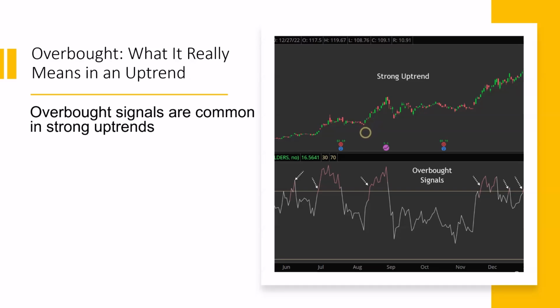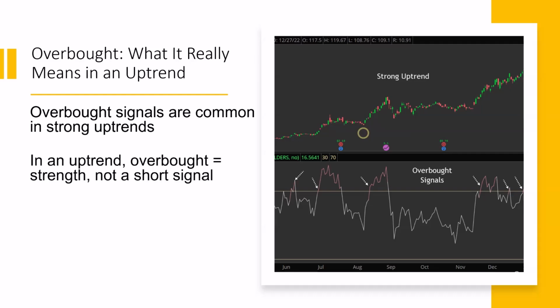Well, overbought signals in an uptrend are very common, quite frankly. In an uptrend, overbought signals strength. Remember, you're overbought. That means you're late to the party. It's not a sign of weakness, it's a sign of strength. Markets have momentum. And so you're certainly looking at a momentum condition.